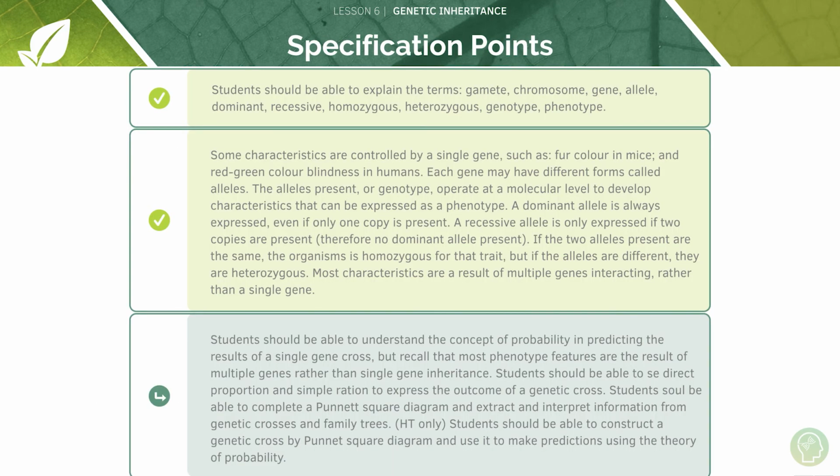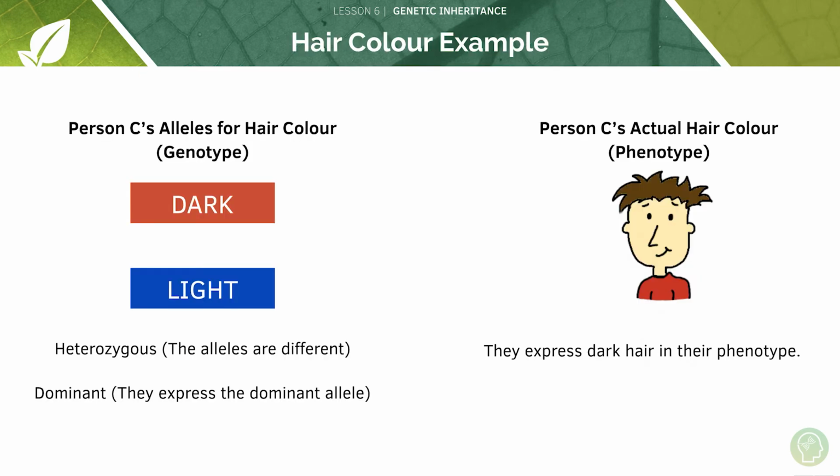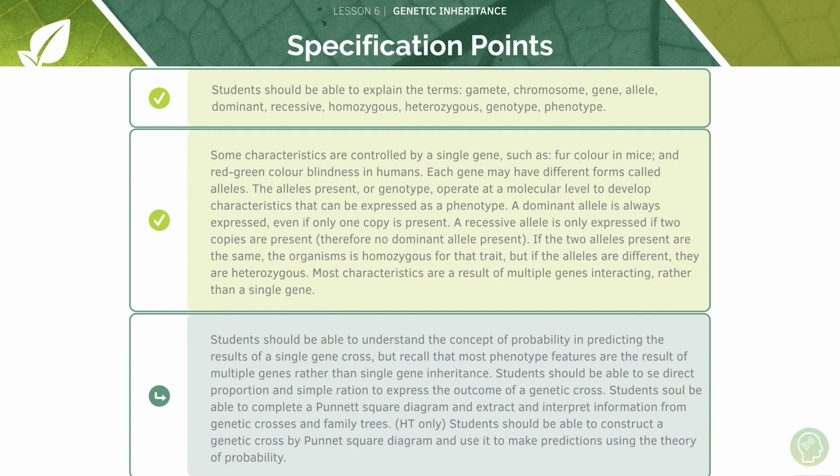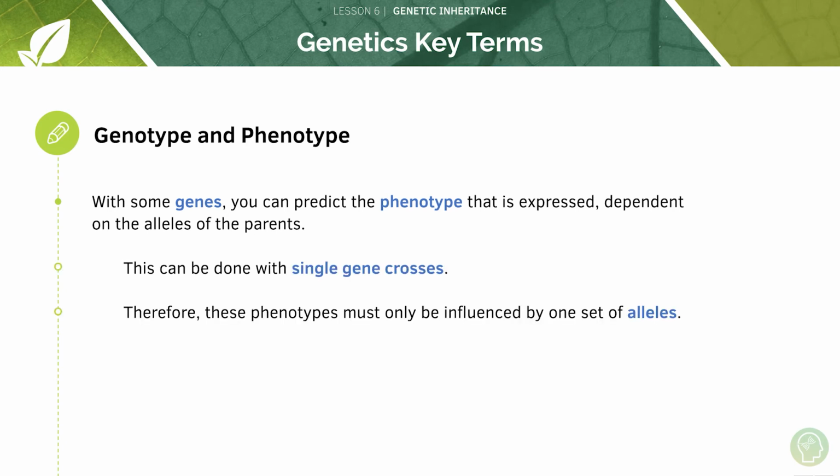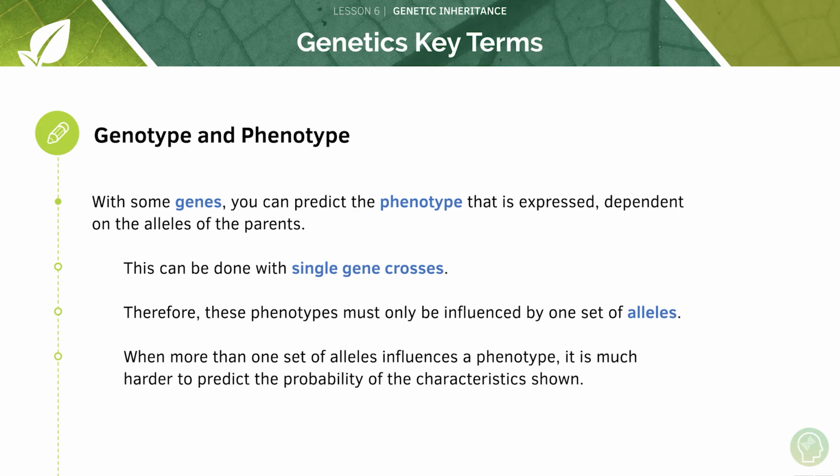I hope that made sense, but if not, do go back and have a look through it again, because once you work it out and once it clicks in your head, it's really, really easy. Now, with some genes, you can predict the phenotype that is expressed, dependent on the alleles of the parents. This can be done with single gene crosses. Therefore, these phenotypes must only be influenced by one set of alleles.